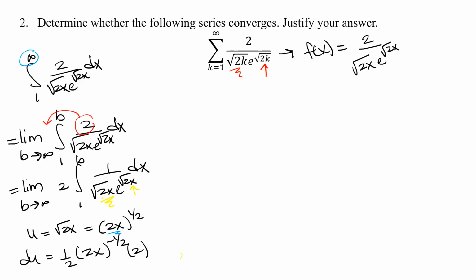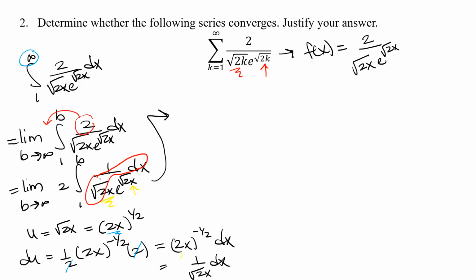So now you can see that our 2's cancel out, so now our du is just 2x to the negative 1/2, or we can rewrite that as 1 over the square root of 2x. So again, remember to keep the dx with that. That looks exactly like everything that we have here in our function. So let's go ahead and see if we can find the integral.